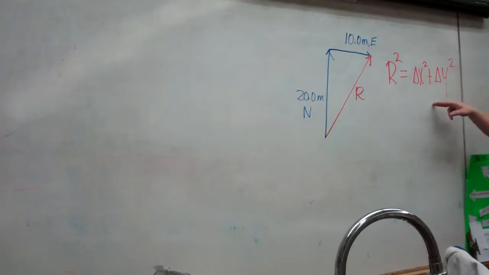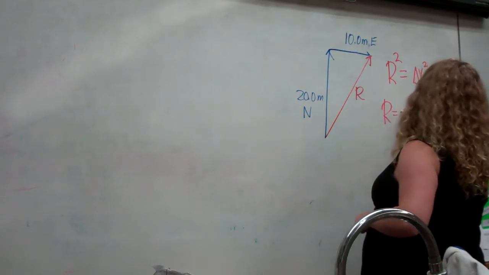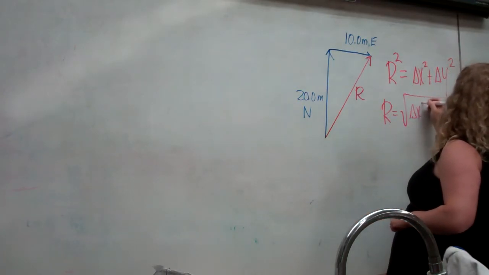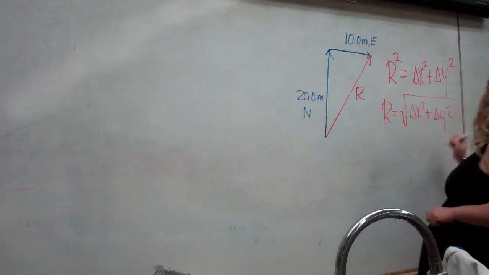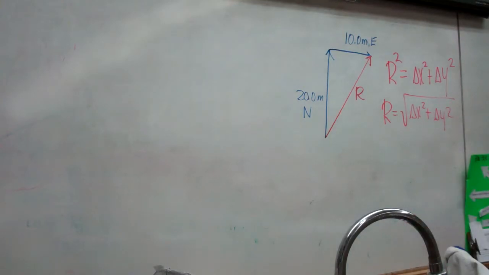You'll get to problems next week, I will not be with you anymore, where you'll have multiple delta x's and multiple delta y's, and if you've got x and y attached to them, boy, it helps with the bookkeeping. But so do colored markers and pens. Okay, so we know that r equals the square root of delta x squared plus delta y squared. Go ahead and solve for your resultant.